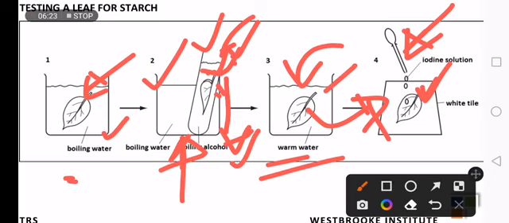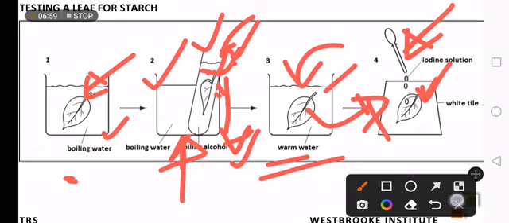So I think you are following, because now we can see the purpose of applying iodine solution, so that we can be sure if the leaf contains starch or not. When we apply iodine solution, if starch is in the leaf, the leaf will turn from brown to blue black. But if there is no starch, it will remain brown. This is very simple. That's how we test a leaf for starch.